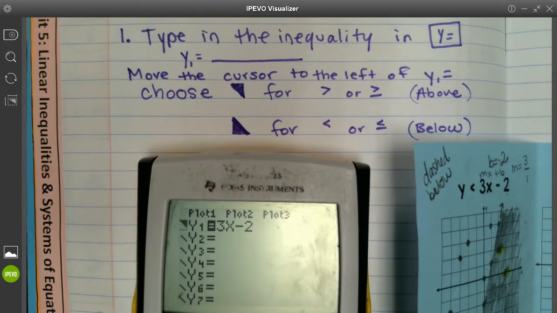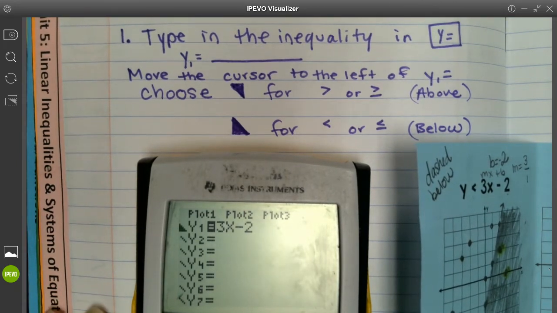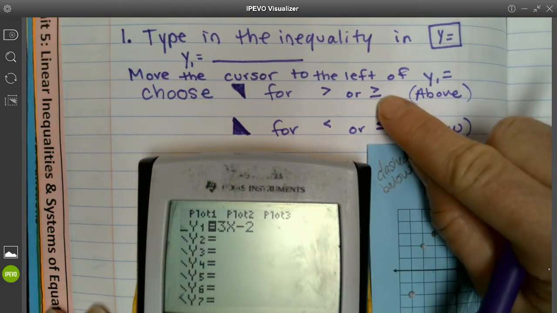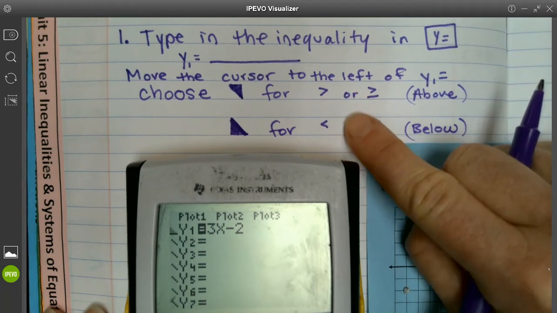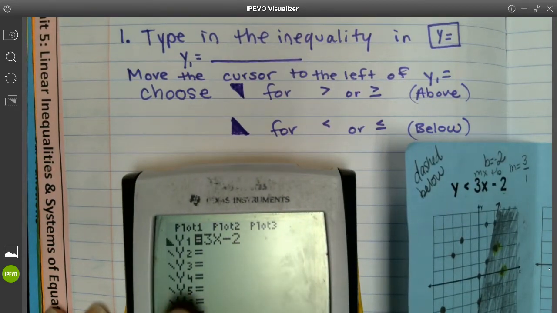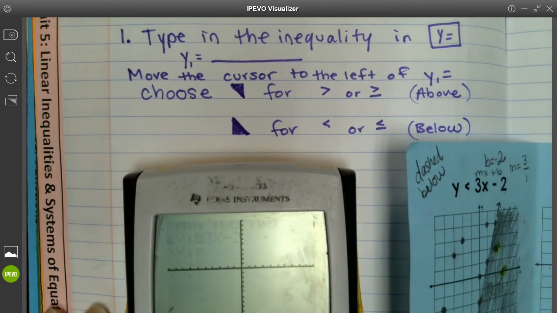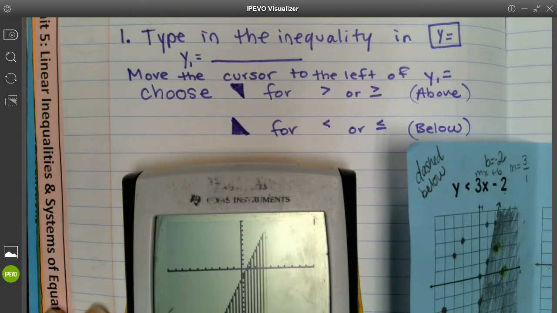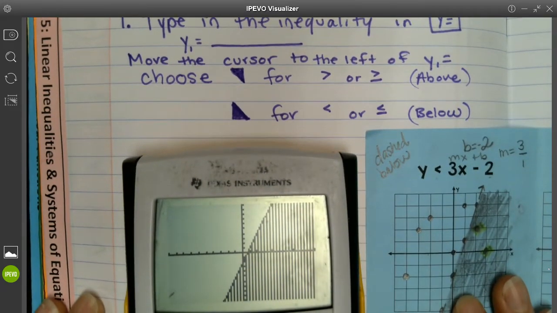The only thing this doesn't do is show whether it's dashed or solid. You have to know if it has the or equal to, it's solid. If it doesn't, like less than or just greater than, then it's a dashed line. Okay, so once you have that selected, hit graph. And that gives you the line. Pretty cool, right?